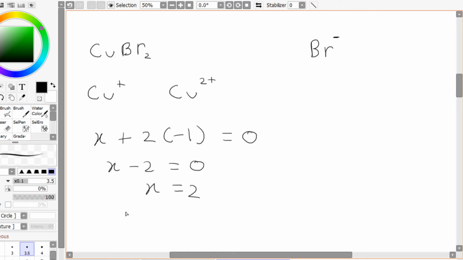So it must be that we actually have copper 2+, which means that the name of this compound is copper(II) bromide. And don't forget the rule with ions. When we talk about them, we have to say bromide.